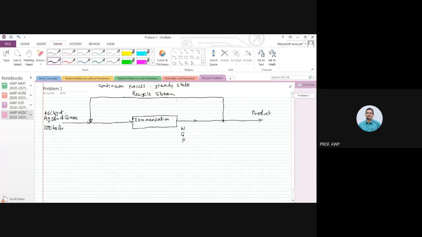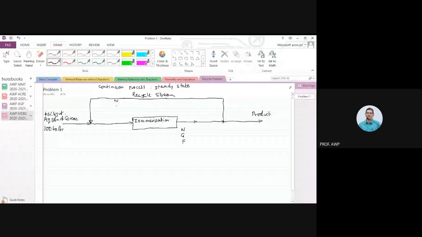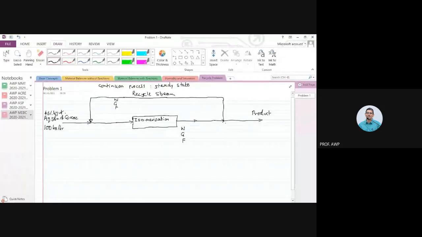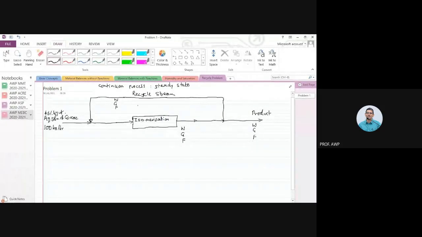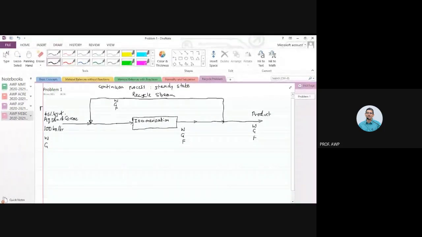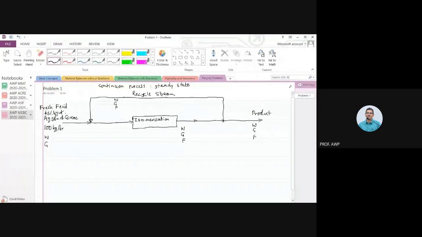So this recycle stream is going to contain water, glucose, and fructose, right? And this product stream is also going to contain water, glucose, and fructose. This recycle stream is going to mix with the fresh stream. The fresh stream is of course going to contain water and glucose. So in terms of nomenclature, this is called the fresh feed. All right. Okay.